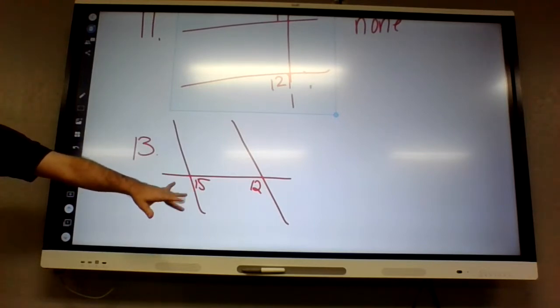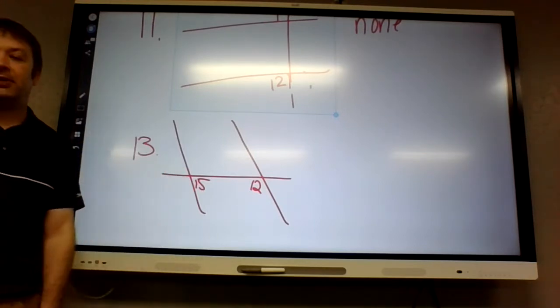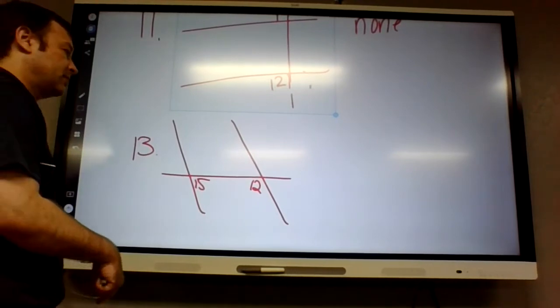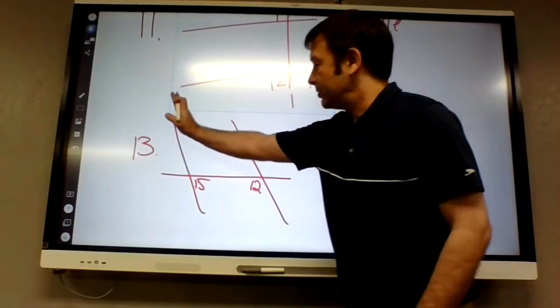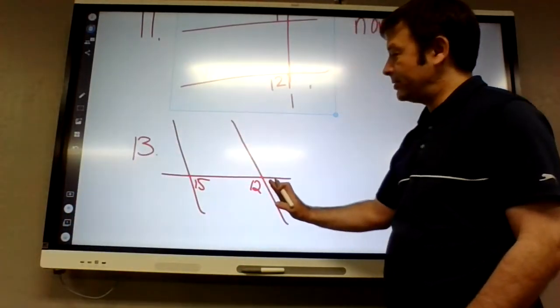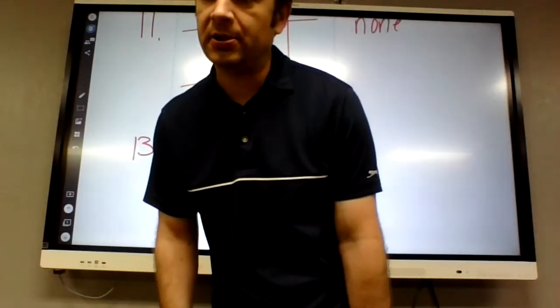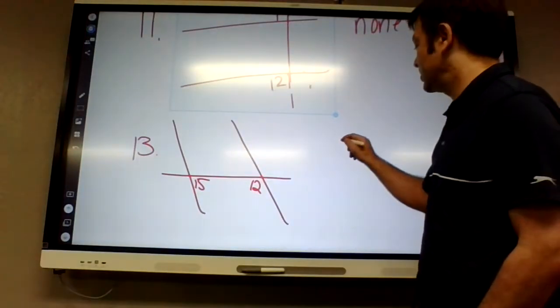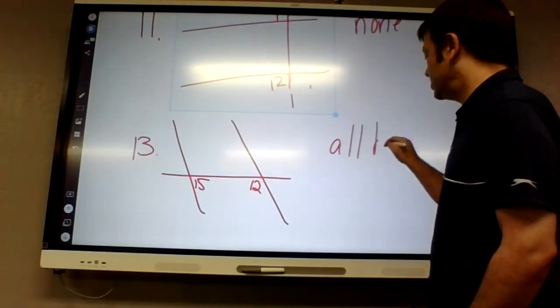What do we know about same side interior? They have to be supplementary. Is that what they said on 13? Yes, it is. So, we know that these two lines would have to be parallel because same side interiors are supplementary. So that would be lines A and B. A parallel to B.